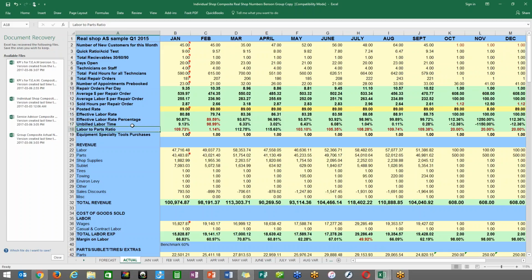This calculation is extremely important, and that is the labor to parts ratio. And that's telling us what percentage of the money came in the door from labor compared to parts. And this shop is doing $1.09, which is pretty decent. They are collecting $1.09 in labor for every dollar in parts.